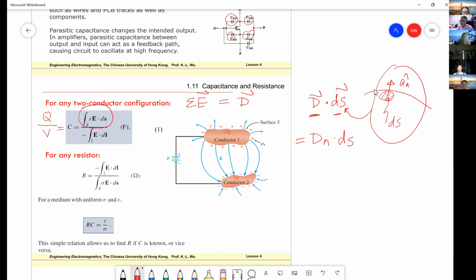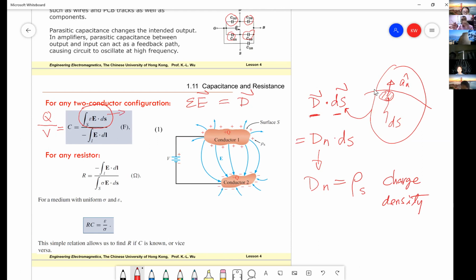Okay. So what is the normal component? The normal component is exactly equal to the charge distribution. This is charge density. Now we understand.